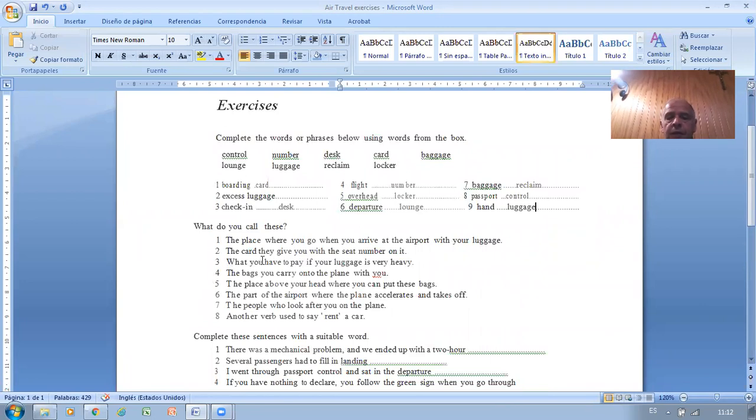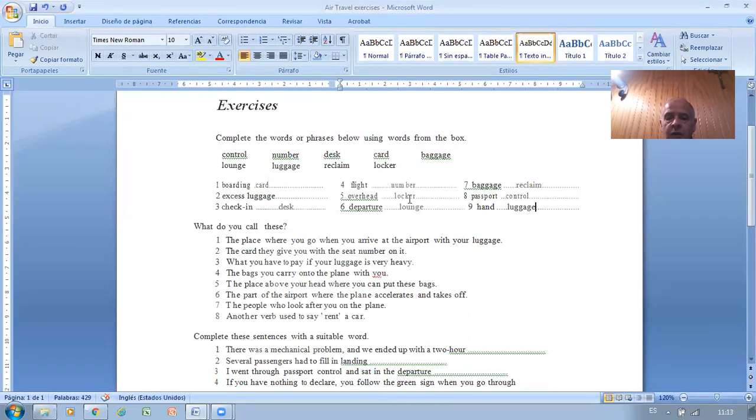The card they give you with the seat number on it is the boarding pass or the boarding card. What you have to pay if your luggage is very heavy is excess luggage. The bags you carry onto the plane with you are the hand luggage. The place above your head where you can put these bags is the overhead locker.